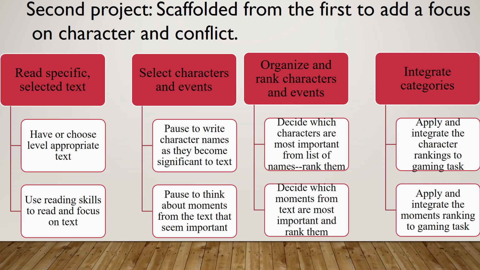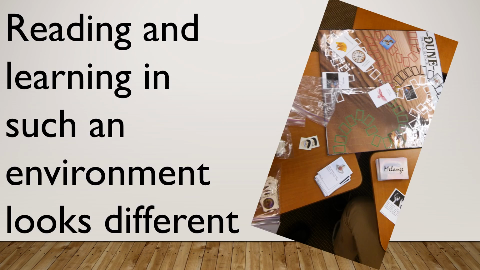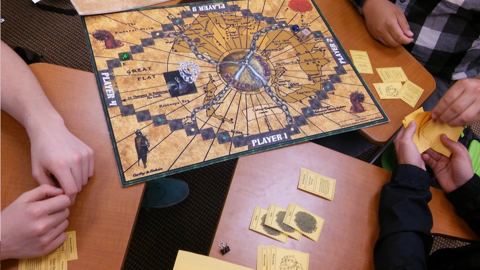And then the product would be the same, only what you're going to see is a little bit higher level product, because now they're adding character elements to this, along with the importance that define these characters and the conflicts that take place. So some of the examples you're going to see in an environment such as this. The images you'll see are from the book Dune. I've done these with 11th graders.